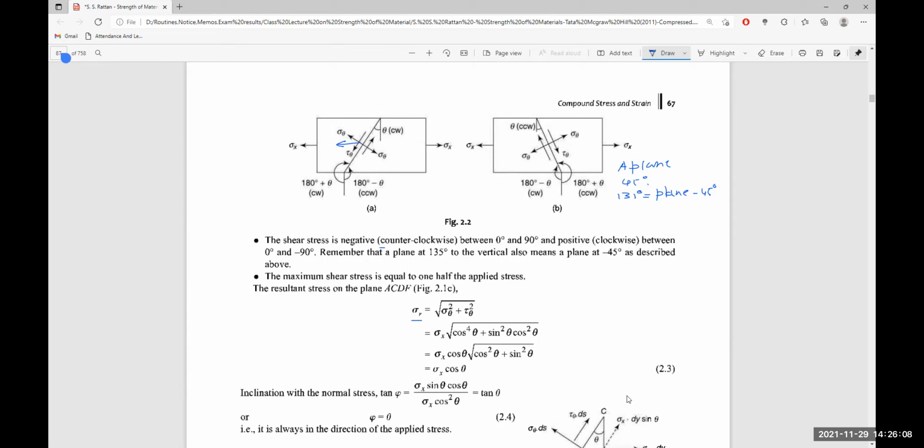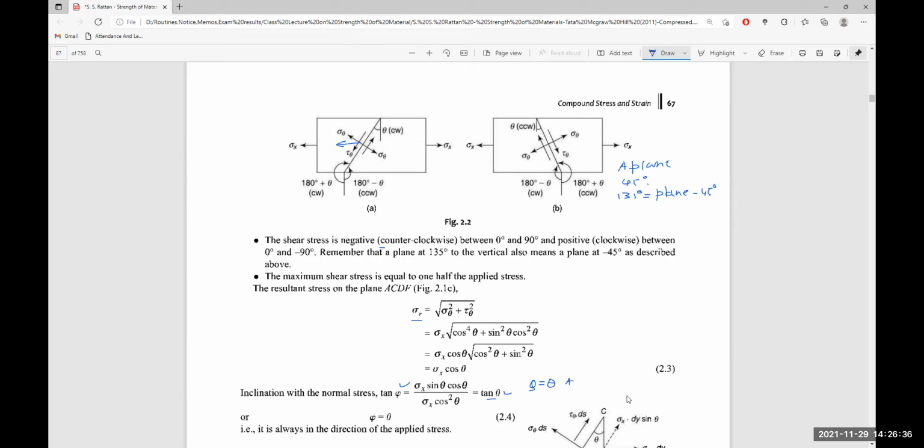Now the inclination of the resultant with the normal stress is tan phi, which is tau theta divided by sigma theta, that is sigma x sin theta cos theta divided by sigma x cos squared theta, which is tan theta. So tan phi equals tan theta, it is inclined with an angle equal to theta. So phi is equal to theta.